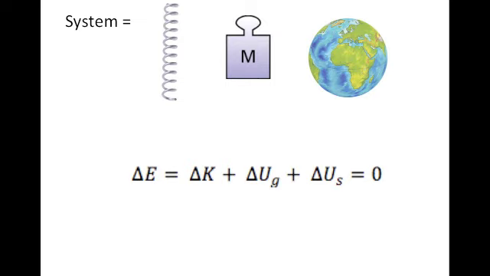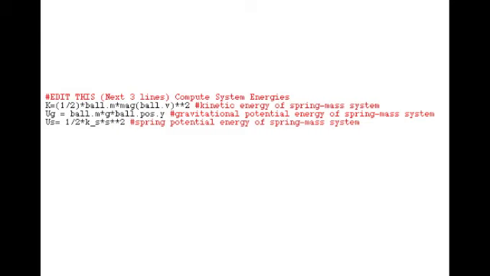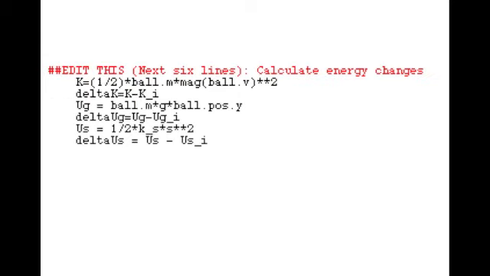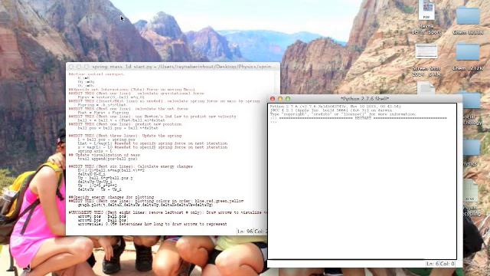To compute our energy changes in the model, we need to calculate delta K, delta U sub G, and delta U sub S at each iteration. We can put the equations for these three values into the code and find the initial energies. To compute the final energies, we can edit this part of the code to include the correct formulas. With all of these edits in the code, we can run it to show us graphically and in model form the motion of the spring mass system.